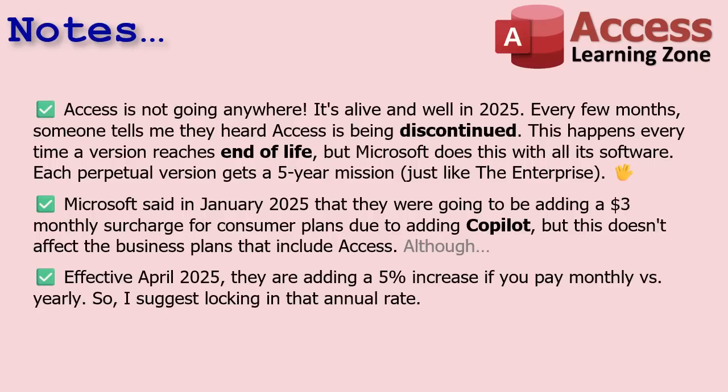Next up, Microsoft said in January of 25 that they're going to be adding a $3 monthly surcharge because of Copilot, their AI tool. But this doesn't affect the business plans that include Access. It's just the home and business ones we talked about earlier.